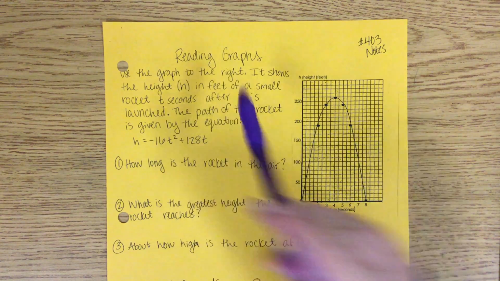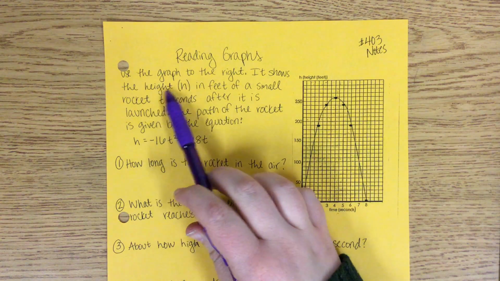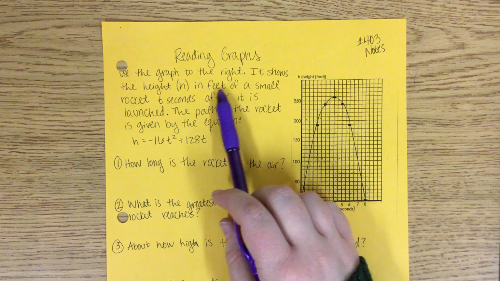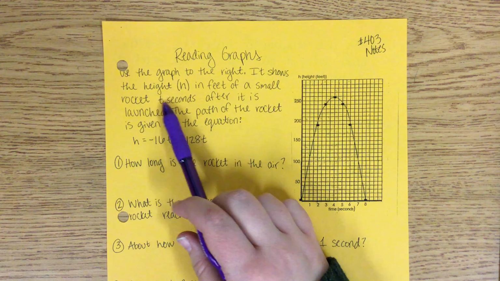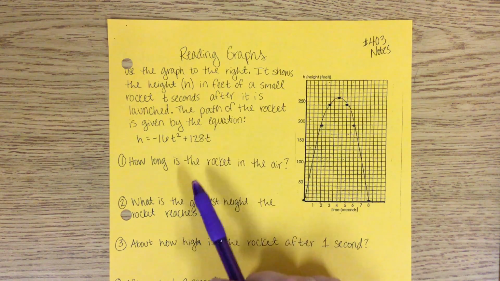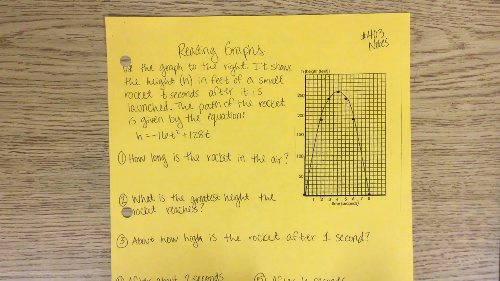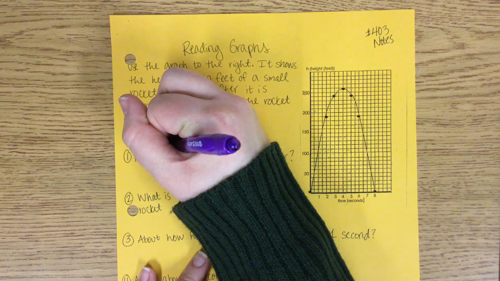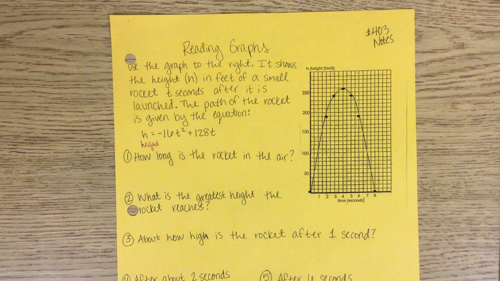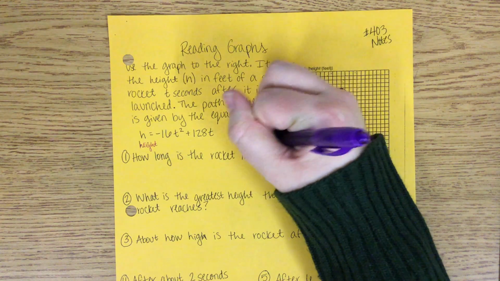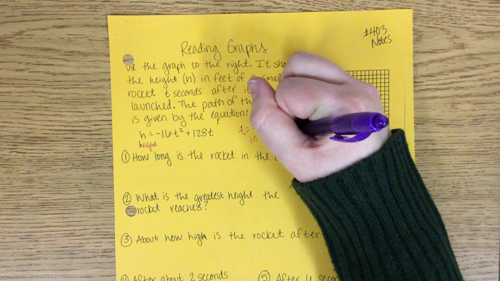So use the graph to the right. It shows the height, h, so h represents height, in feet of a small rocket t seconds after it is launched. The path of the rocket is given by this equation. So h, remember, is the height, equals negative 16 t squared plus 128 t. So remember, t equals the time in seconds.